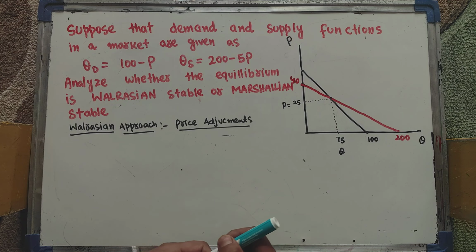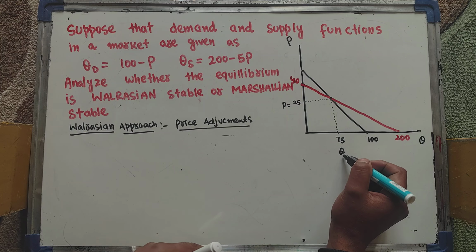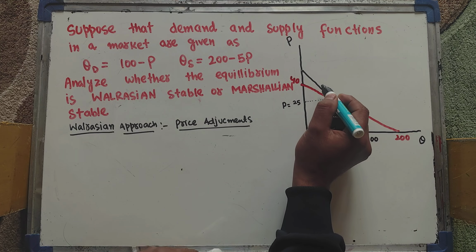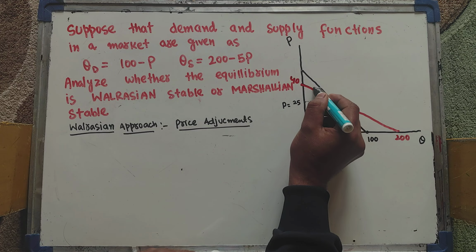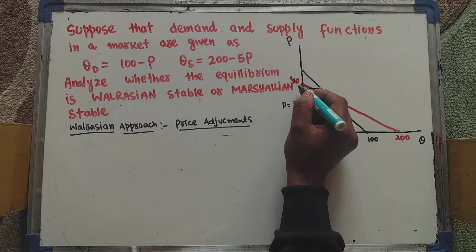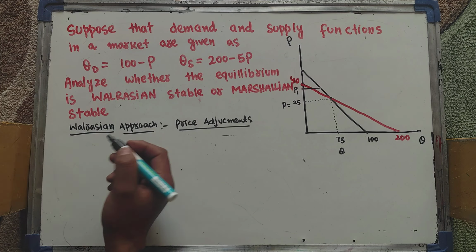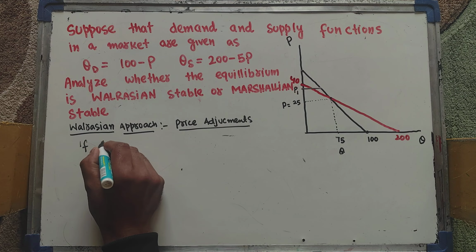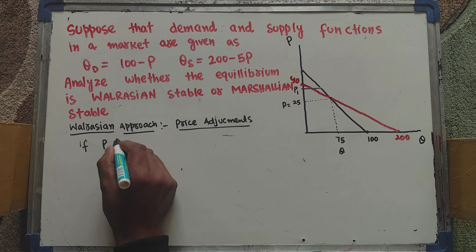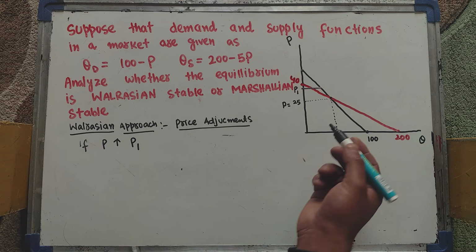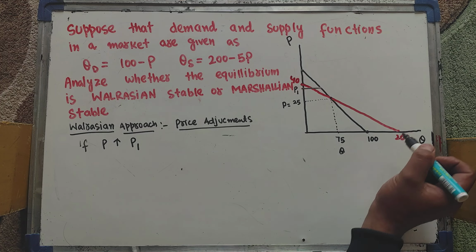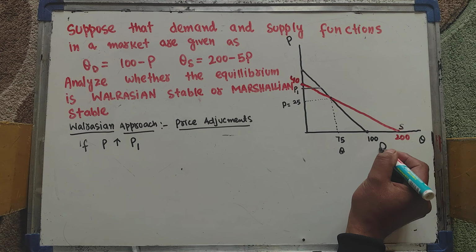Let us suppose price changes. In this case, let me show it here. Let us suppose that initially we were at Q. Let us suppose price increases for some reason to P1. Now let me write it here. If price increases to P1, what happens here? You can see this is our supply function, this is our demand function.